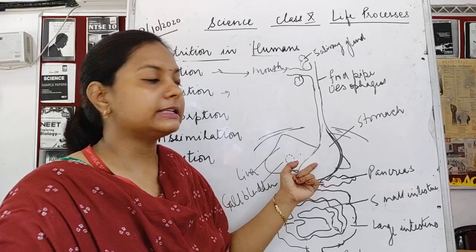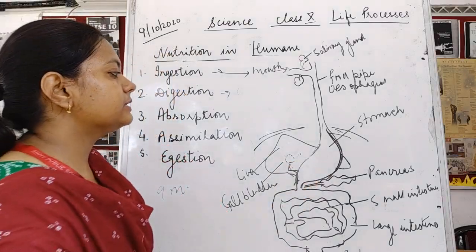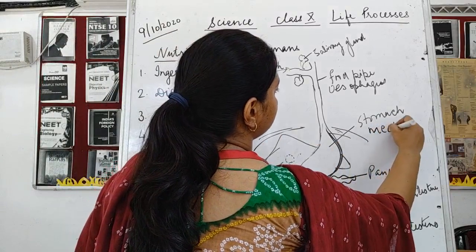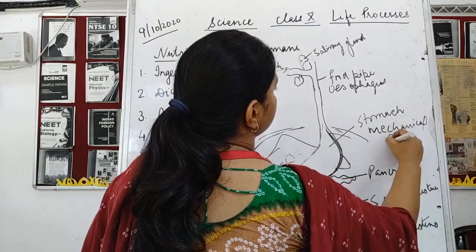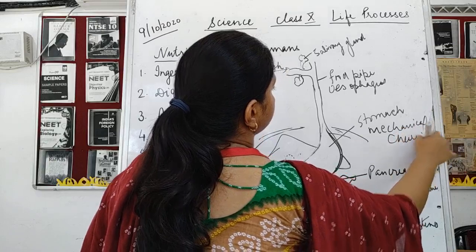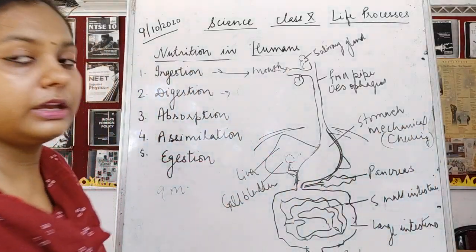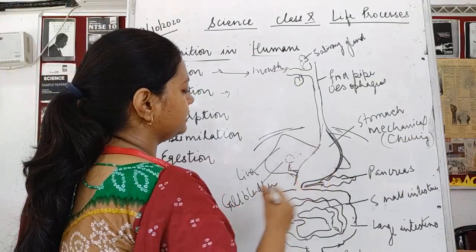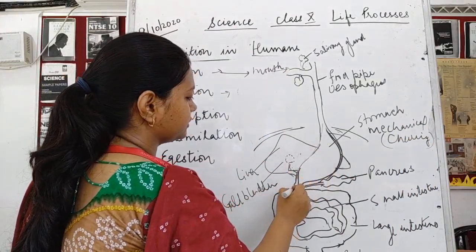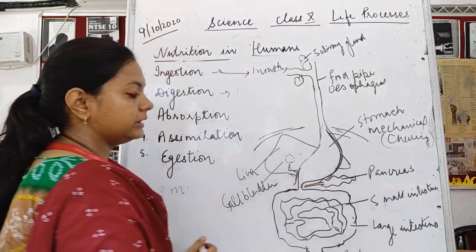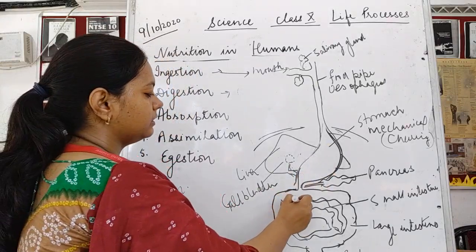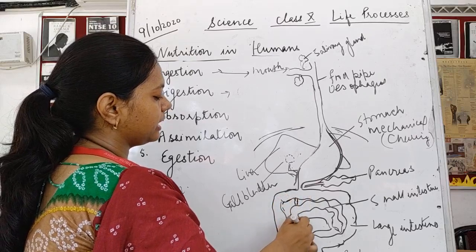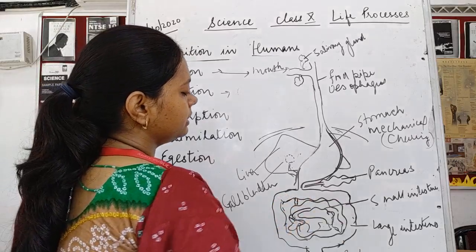Once it enters the stomach, then what happens? It does mechanical churning. The stomach helps in storage and mechanical churning. After mechanical churning, the food enters the next structure, the small intestine. And then it enters the large intestine.